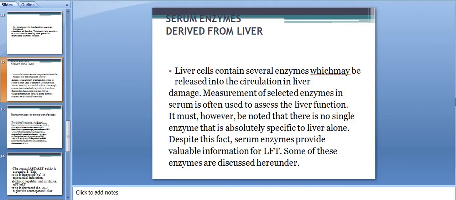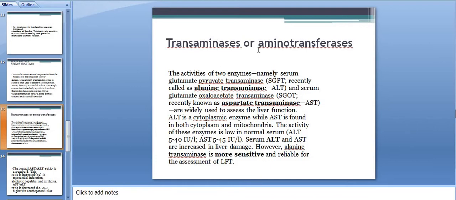Okay, now let us discuss the enzymes. Transaminases or aminotransferases means the activities of two enzymes, namely serum glutamate pyruvate transaminase, recently called alanine transaminase, and serum glutamate oxaloacetate transaminase, recently known as aspartate transaminase. These are widely used to assess the liver function.